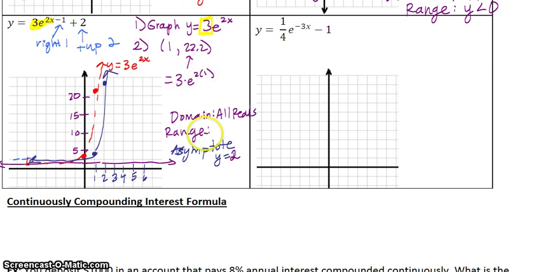Did you come up with the range? The reason I thought of that mistake was I was thinking, oh, it goes up 2, so the range should be up 2, but my asymptote I had incorrect. That's how I realized that. All right, pause the video and try the next one on your own.